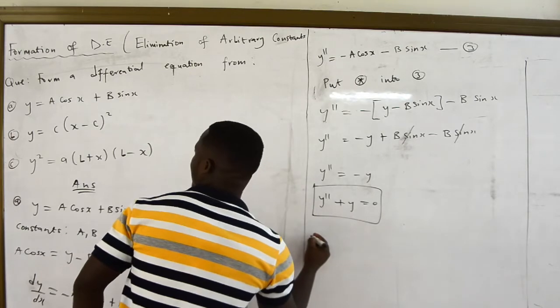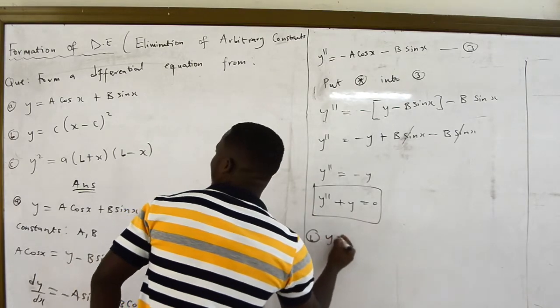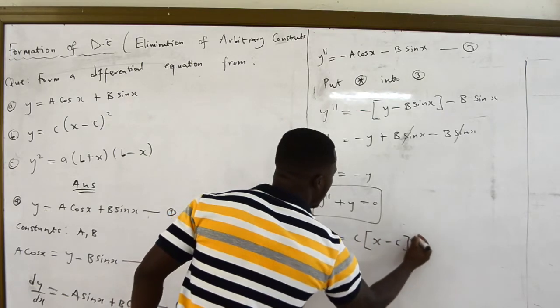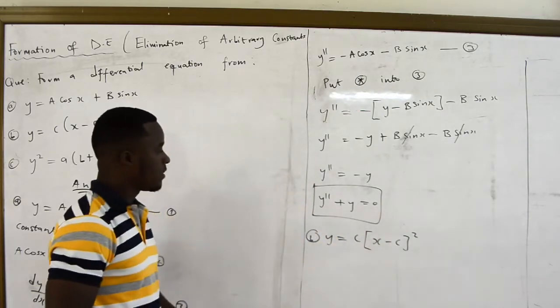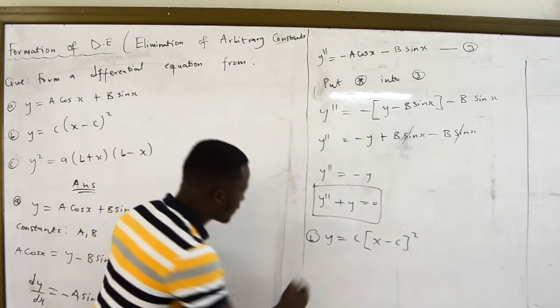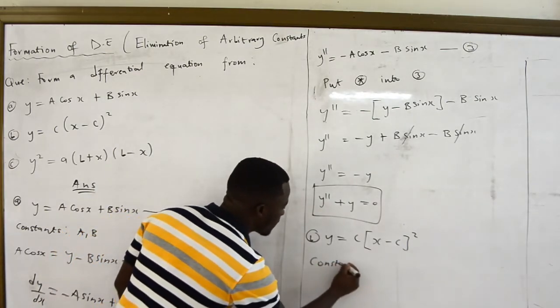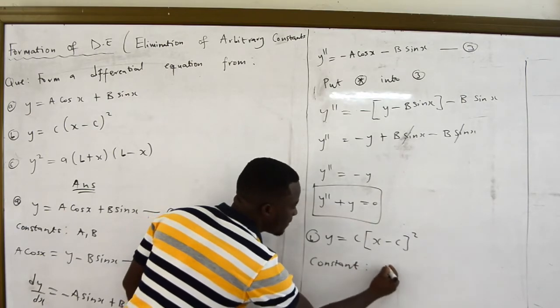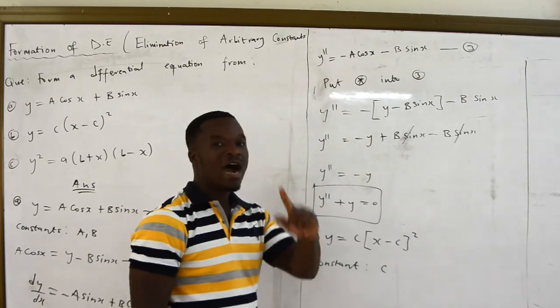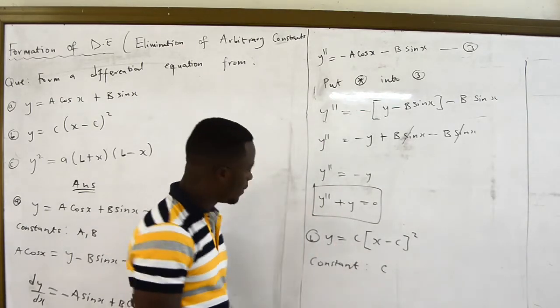I have B, y is equal to c, x minus c, all squared. First, let's try to identify the number of constants in this particular problem. You see that we have the constant c. This c is the same as the c here. So we have only one constant. Then we have to differentiate this function just once.